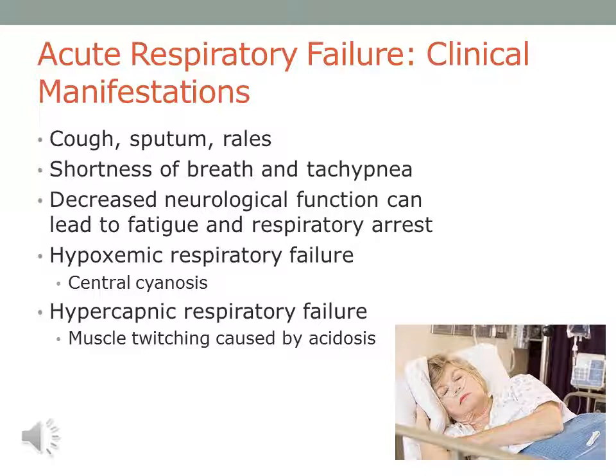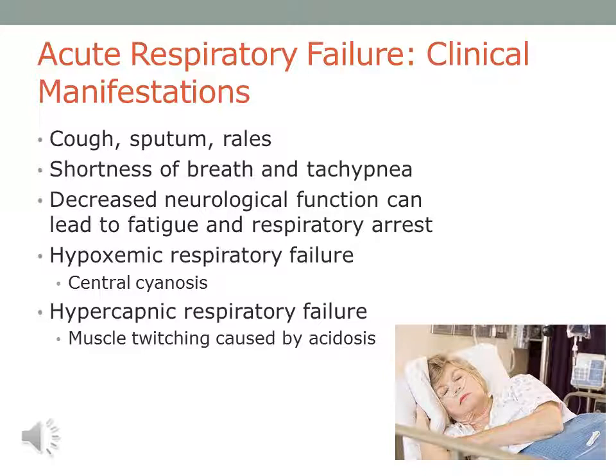You also want to pay special attention to the neurological function of your patient. Remember that whether it's a decrease in oxygenation or an increase in CO2, it's going to affect the neurological function of your patient. Okay, it's going to affect their level of consciousness. It can lead to them getting very fatigued. And we know that when you get super sleepy and fatigued, it can eventually lead to respiratory arrest. So oftentimes we'll call this state somnolence. You may have heard that term before.